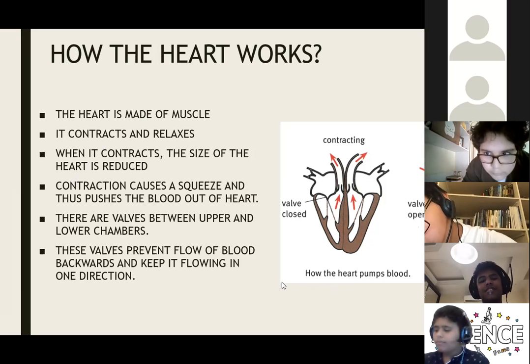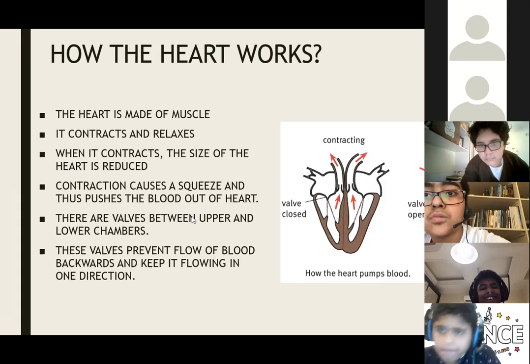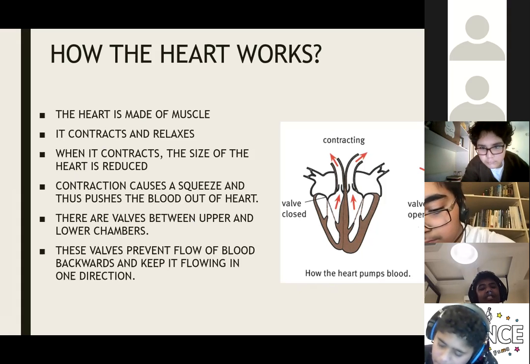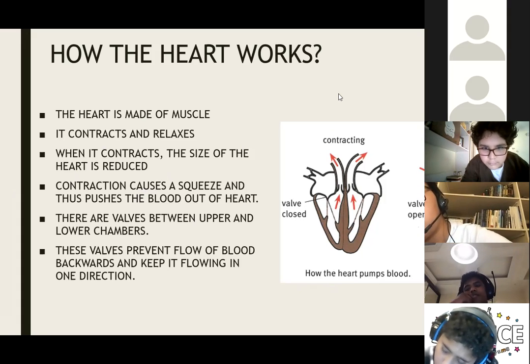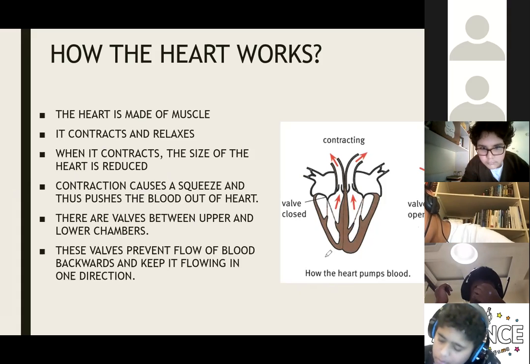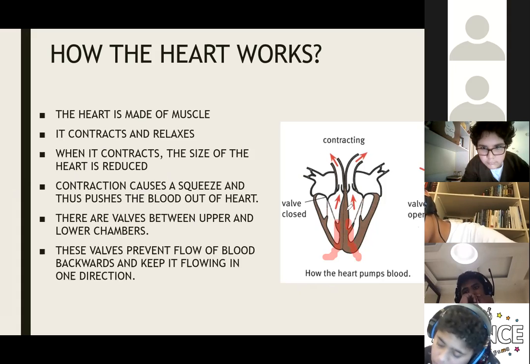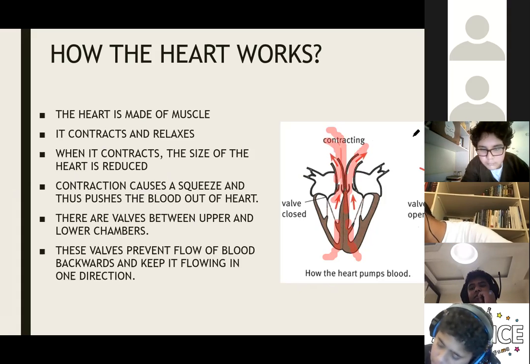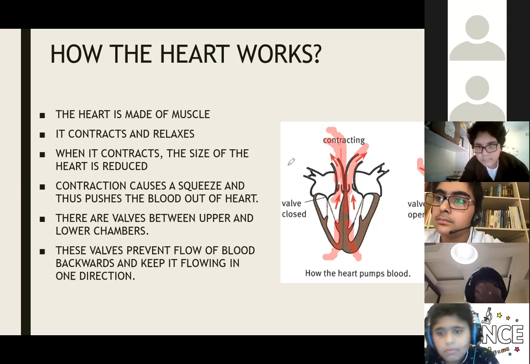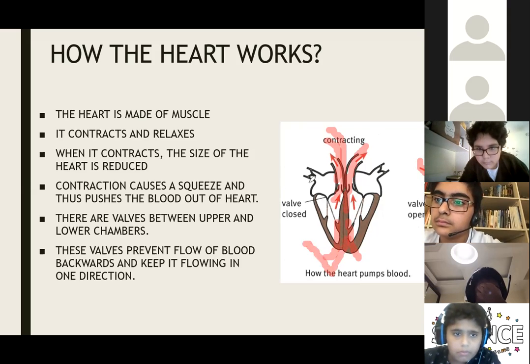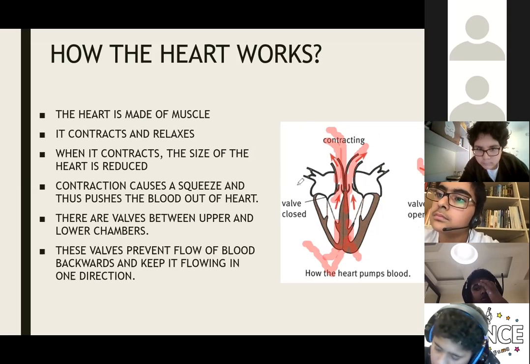All right, now looking at this, the first thing is the heart is made of muscles. They contract and relax. When it contracts, the size is reduced. When they relax, the size is big. And the contraction causes a squeeze, and thus the blood is pushed out of the heart. If you're looking at this, this is the ventricles pushing. Let me grab the pen. The ventricles are pushing over here. They're contracting. The blood is going out. So the going out is through the ventricles. And the blood which is coming in is through the atrium. So please remember this. A for entrance, A, atrium; V, ventricle, V is for pushing it out.